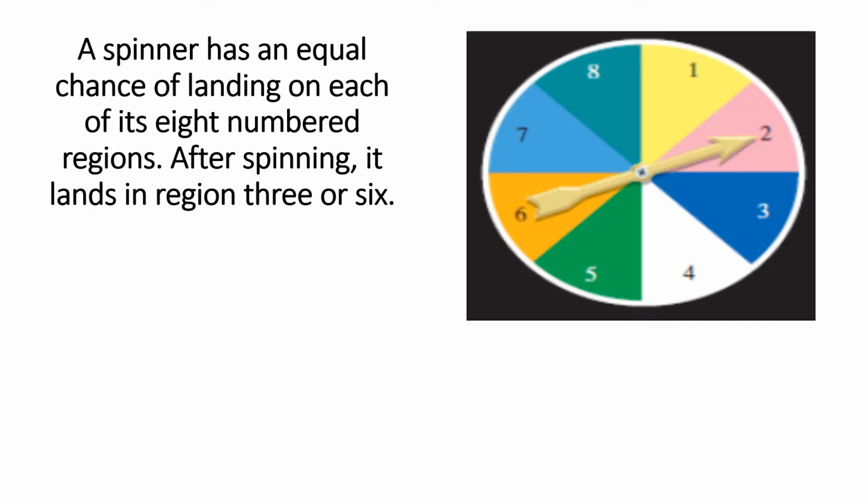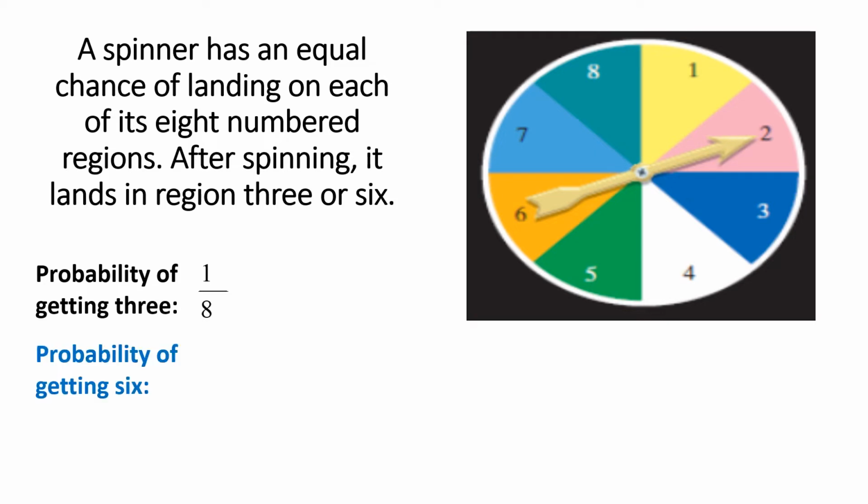A spinner has an equal chance of landing on each of its 8 numbered regions. After spinning, it lands in region 3 or 6. So, hahanapan natin dito yung probability of the spinning wheel to land in the regions 3 or 6. The probability of getting 3 is 1 over 8. Kasi isa lang naman yung 3 doon at ilan ba yung lahat ng posibleng lumabas? 8 regions. The probability of getting 6 is again 1 out of 8 kasi isa lang naman yung 6 na region out of the 8 possible outcomes.